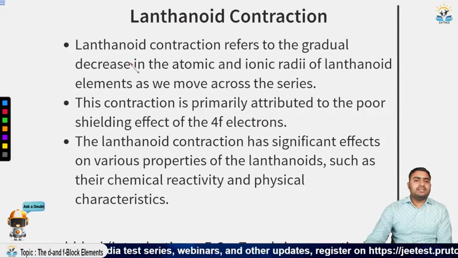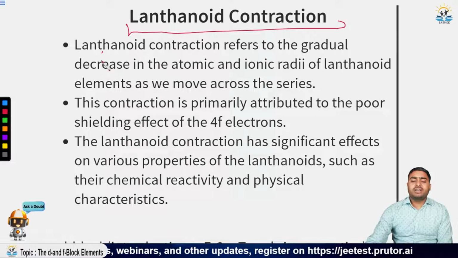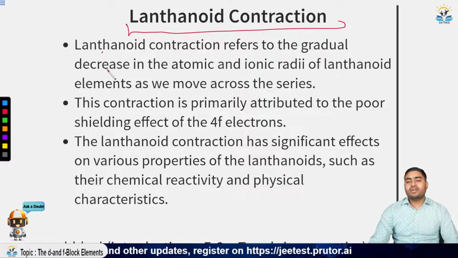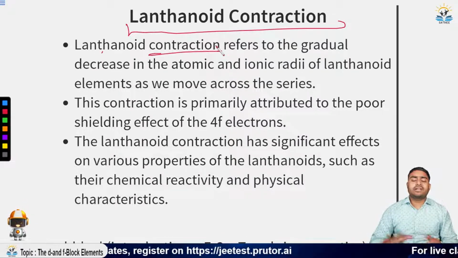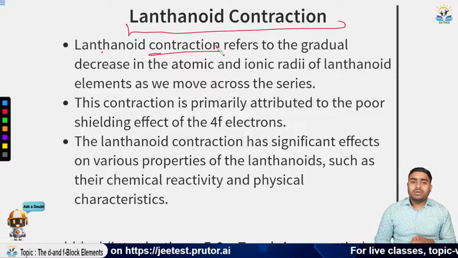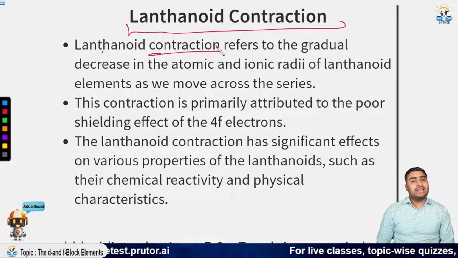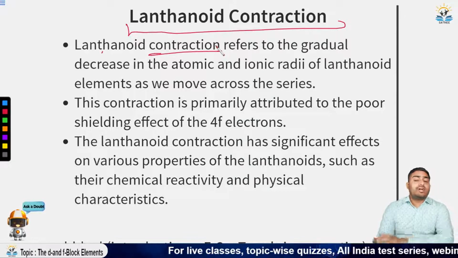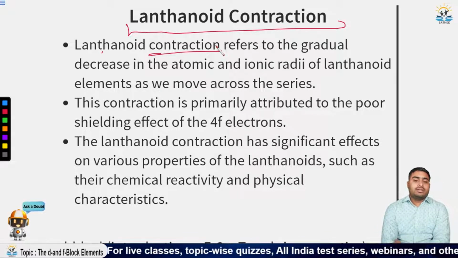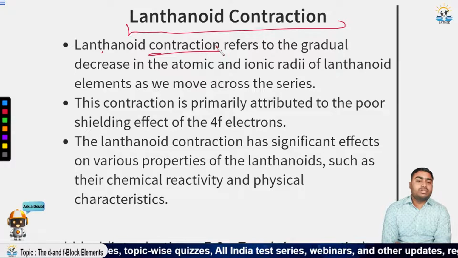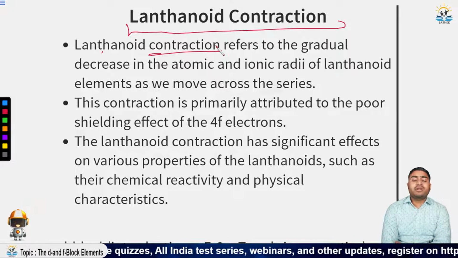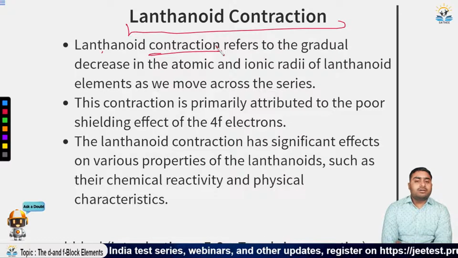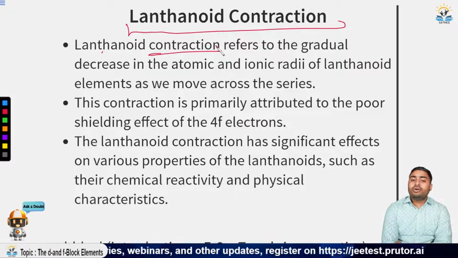You can see here lanthanide contraction is a term here, that's very interesting, so listen to me very carefully. Lanthanide contraction is the gradual decrease in the atomic and ionic radii of the lanthanoids as we move across the series. If you are moving left to right across a period, in the 4f series you can see there is a decrease in atomic and ionic radii, and that's due to the lanthanoid contraction.